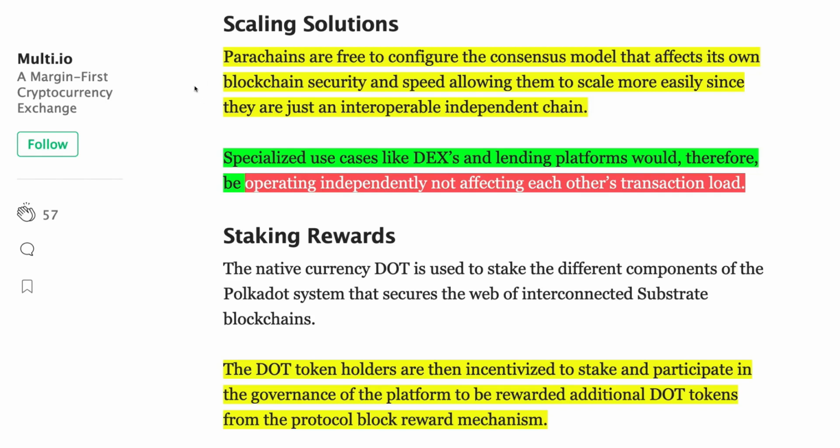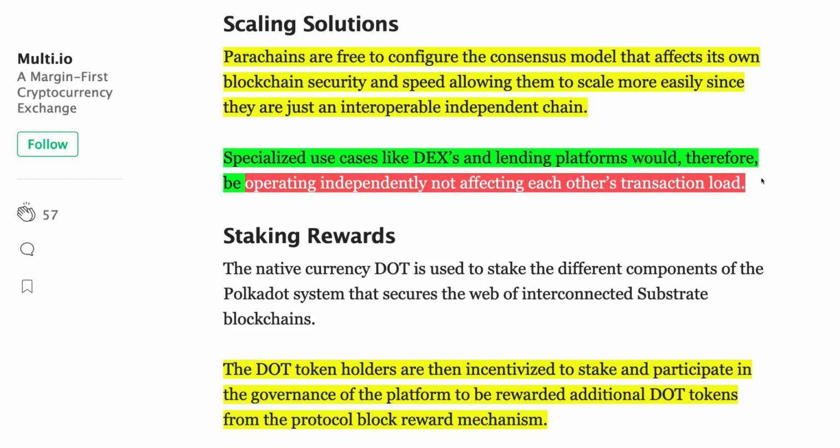So remember I said that 1,000 TPS may not be enough. Well, these parachains are free to basically edit their blockchains, change things around so that they can scale more easily. Unlike Ethereum, where you need these layer 2 solutions and you're still working with the same framework, right? Whereas these parachains, they're much more independent. They're using the Polkadot substrate framework, but they are way more independent than these dApps which are built on Ethereum.